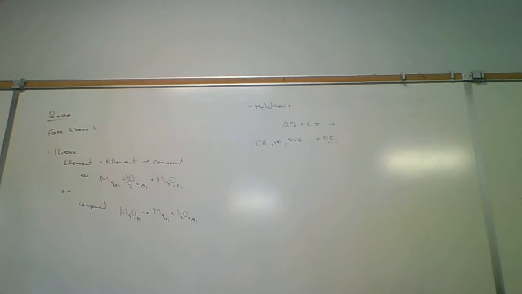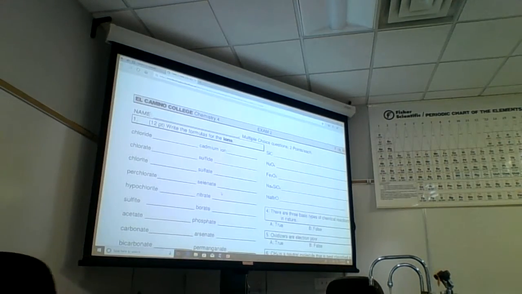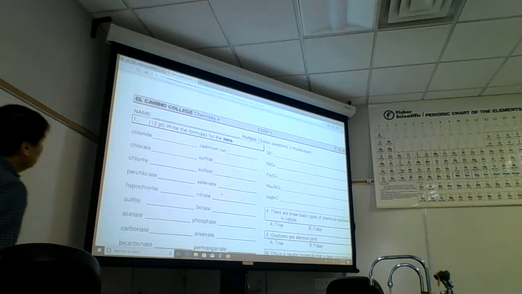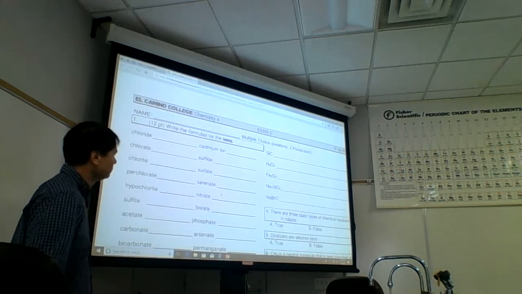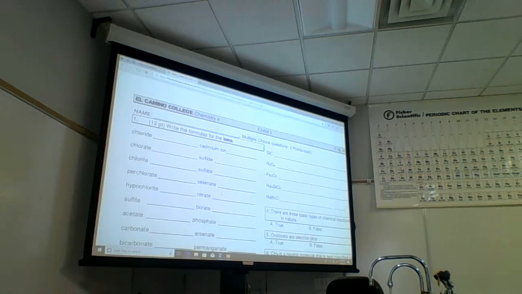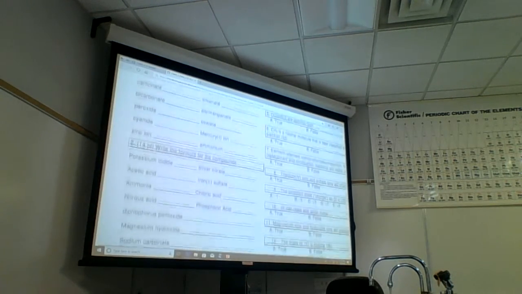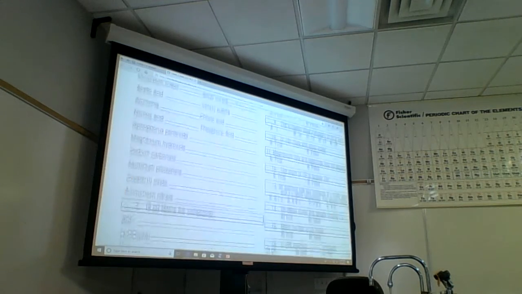The format for the test might be similar, might be different here. I haven't decided yet. Well, the first part was just writing formulas for our items here. Something like that will be on this test. Write the formulas for the compounds. This is nomenclature. Name the compounds.